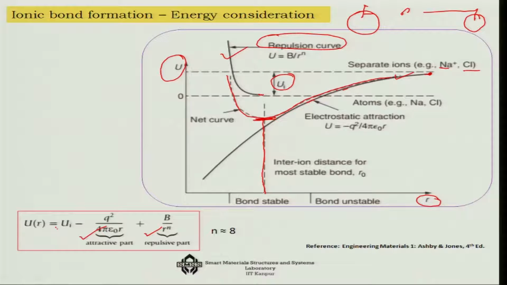So, for each and every combination of electropositive and electronegative atoms in an ionic bond formation, you can find out the distance where the bond becomes very stable. One can calculate that, and generally it is at the nanometer level.